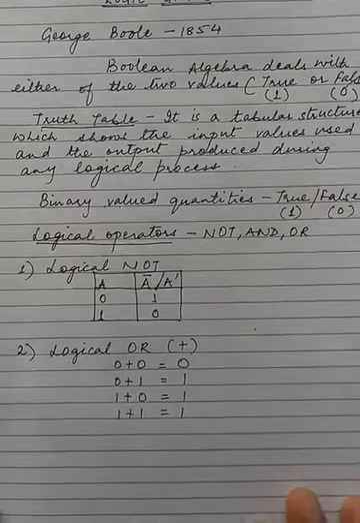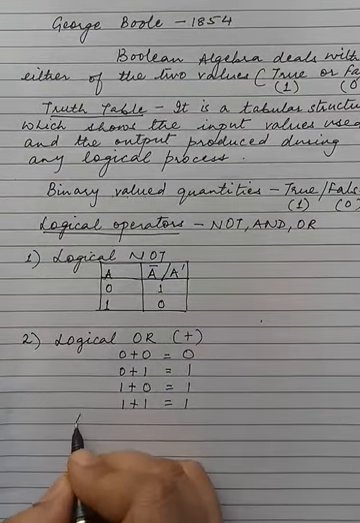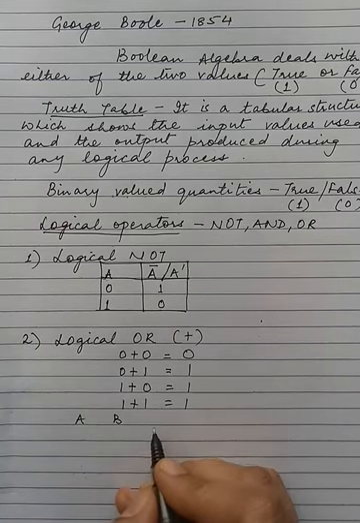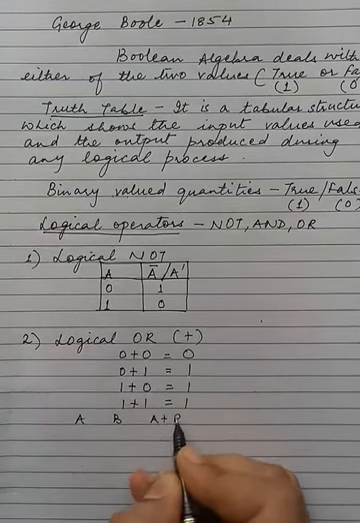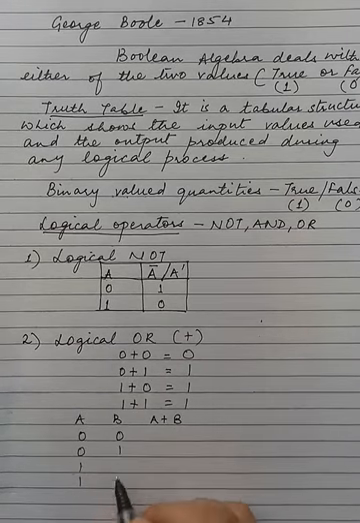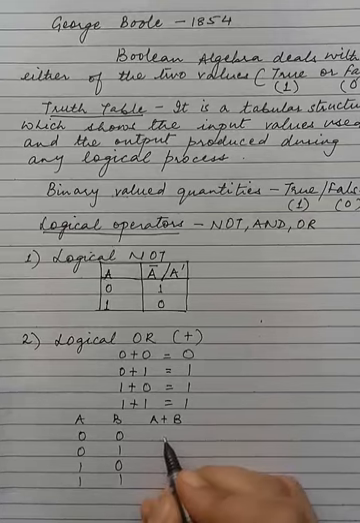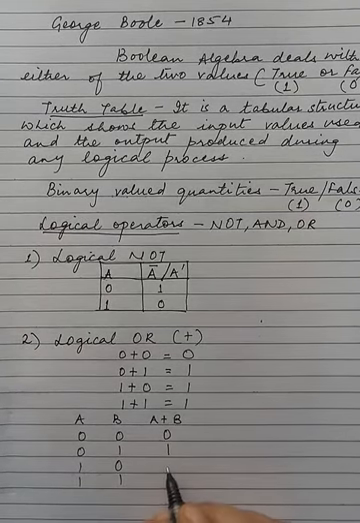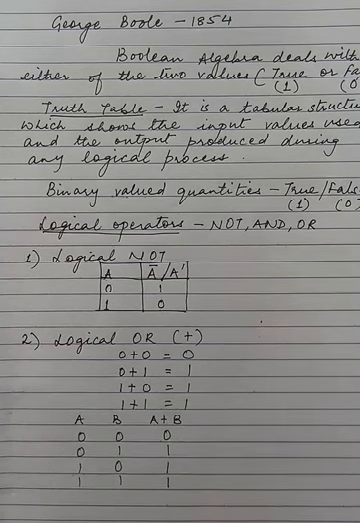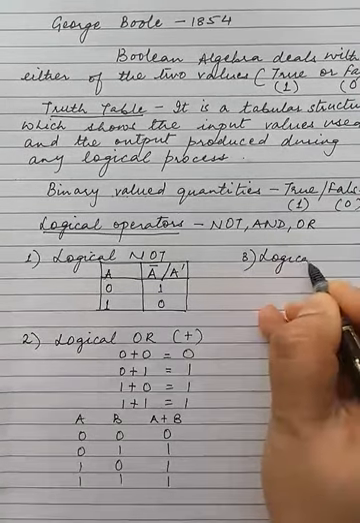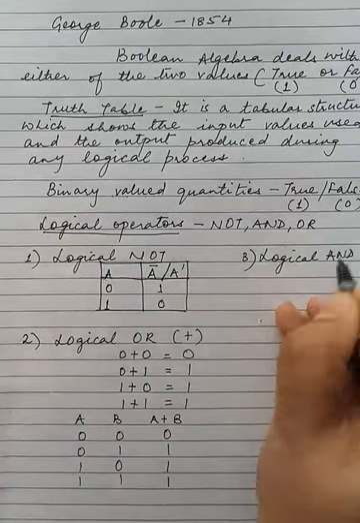Now I am going to draw a truth table for the two variable OR operator, A or B. For two variables there will be 4 input combinations like this, and the output will be 0 plus 0 is 0, 0 plus 1 is 1, 1 plus 0 is 1, and 1 plus 1 is 1 again. This is logical OR.